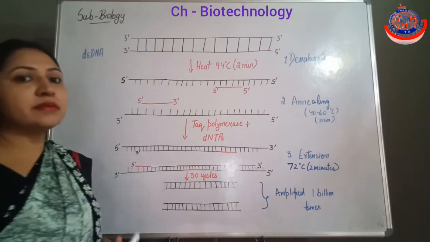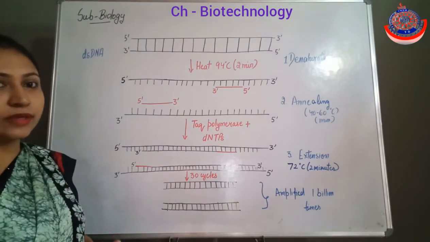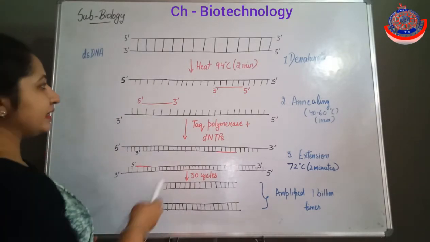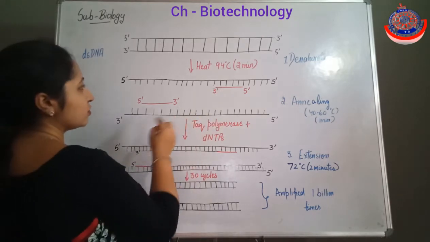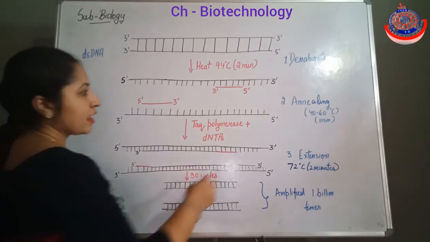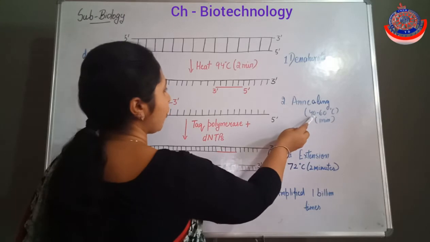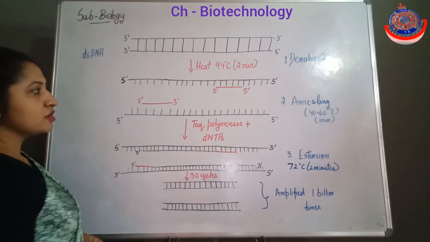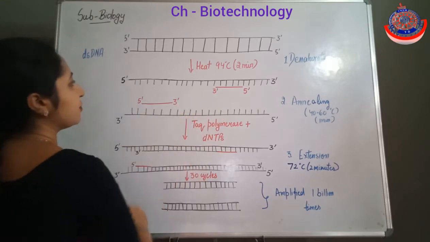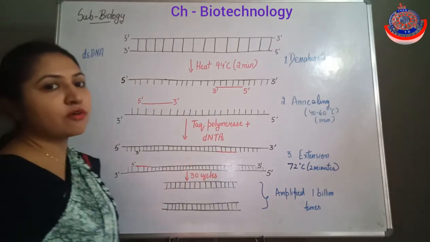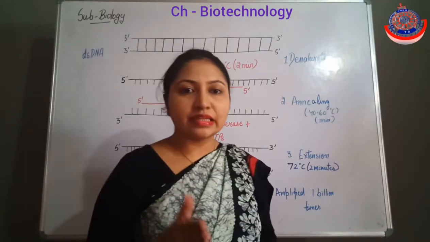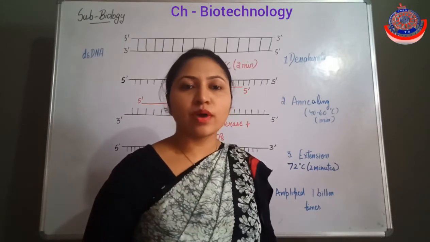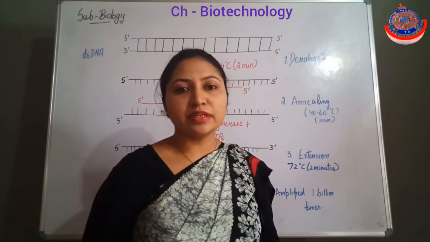Annealing means the primers anneal. Primers are annealed here at both the strands, at a temperature of 40 to 60 degrees Celsius for around 1 minute. So both the strands have primer. And what is the role of the primer? Primer initiates the reaction, as you have seen in DNA replication.